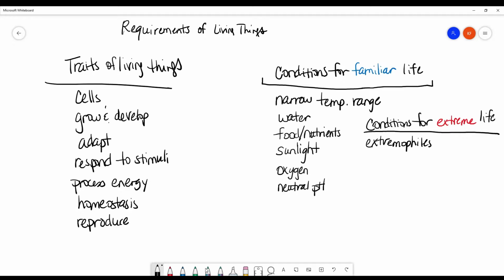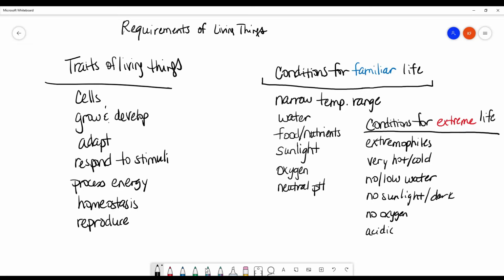So on my list, I was thinking about the water bear. So I have very hot or cold conditions, temperature, no to low water, no need for sunlight, or dark for that matter. Like for humans, it's important for us to have that circadian rhythm, some periods of lightness and periods of darkness. No oxygen, and then can live in acidic or basic environments. All right, did you have any of these on your list?